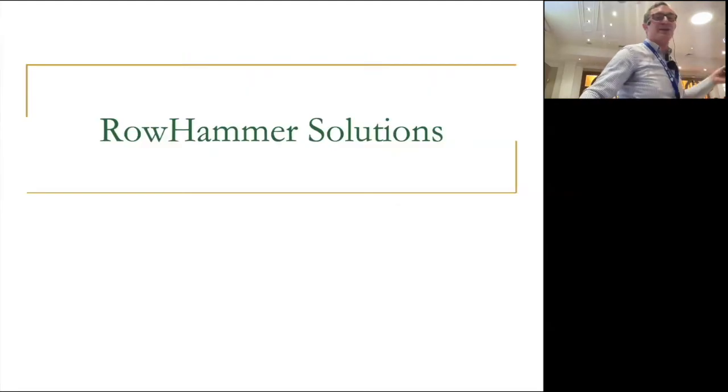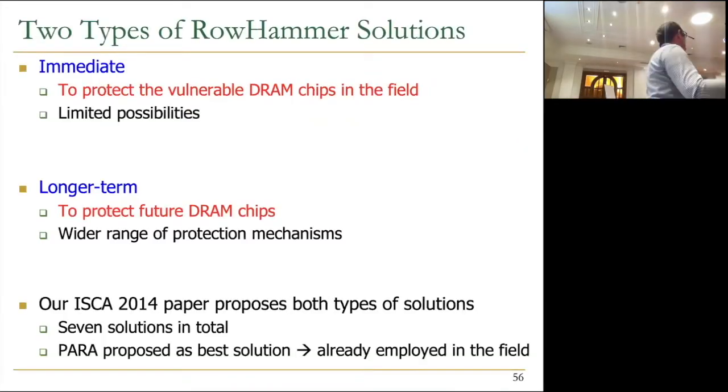Now we're talking about solutions that are in around 2014. So this problem is discovered. It's in the field. Clearly, it's affecting almost all the chips in the field. What kind of solutions can you have? I think you need to have two types of solutions. One is immediate. Immediately, what can you do? Because you need to protect the vulnerable chips in the field.